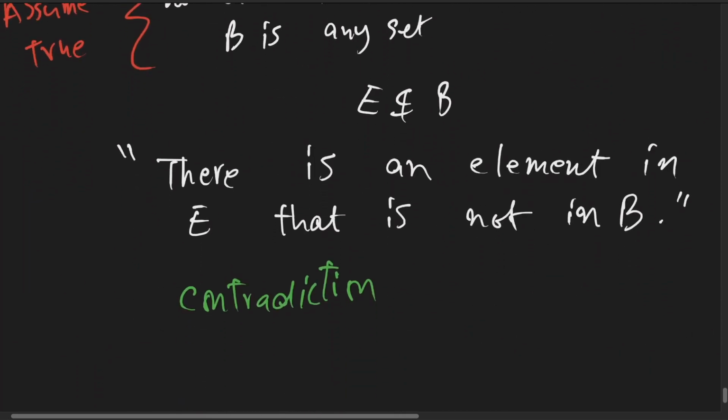So that's it for proof by contradiction. Don't memorize what a proof by contradiction is. Try to understand how it works and the logic behind proof by contradiction, and it'll come naturally to you.